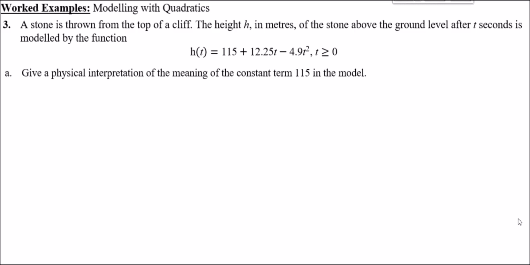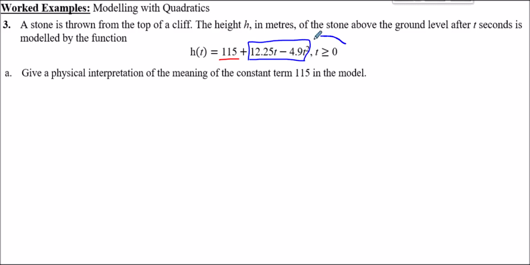For part A, give a physical interpretation of the meaning of the constant term 115 in the model. This is a very common 1 mark question in an exam. So the constant 115 is just when this function is equal to 115, and this function is equal to 115 only when these terms here are equal to 0.